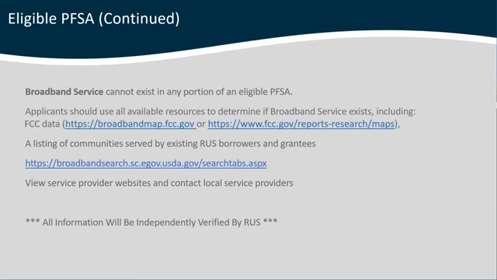Broadband service cannot exist in any portion of an eligible PFSA. That's that 10.1 service that we talked about. Applicants should use all available resources to determine if broadband service exists, including FCC data at those links. A listing of communities served by existing RUS borrowers or grantees is available at our mapping tool, which is there. Applicants should view service provider websites and contact local service providers. And as is called out on the slide, all information will be independently verified by RUS.